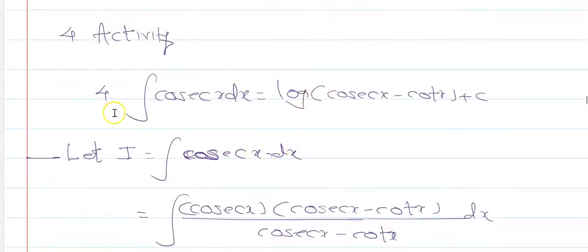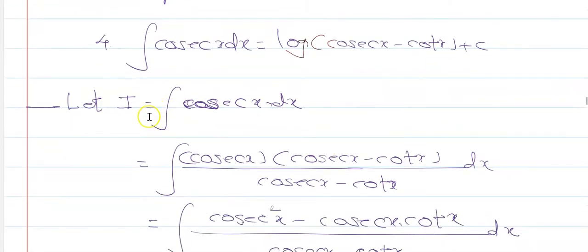Now the next activity is the integral of cosec x dx, and its integral is log of cosec x minus cot x plus c. Now here the integral I is equals to cosec x dx. Now again I am multiplying the numerator and the denominator by cosec x minus cot x. And here it is very interesting what the answer is when multiplied.